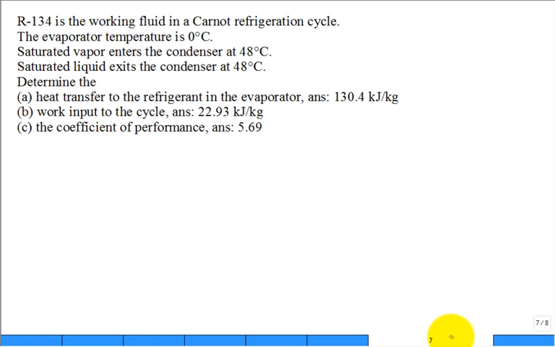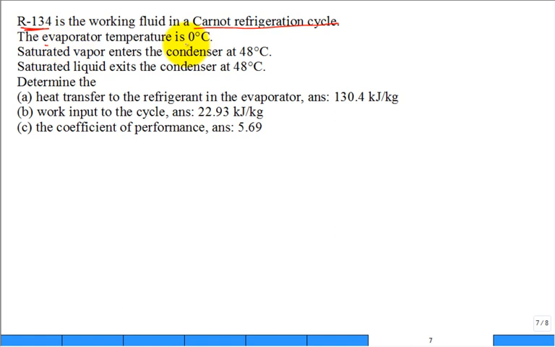Do you want to solve a problem? All right, let's solve this problem. So we have refrigerant 134A as a working fluid in a Carnot refrigeration cycle. As soon as it says Carnot refrigeration cycle, you have in your mind the compressor, condenser, turbine, evaporator, and all the states. Stay with state number 1, 2, 3, 4, etc.